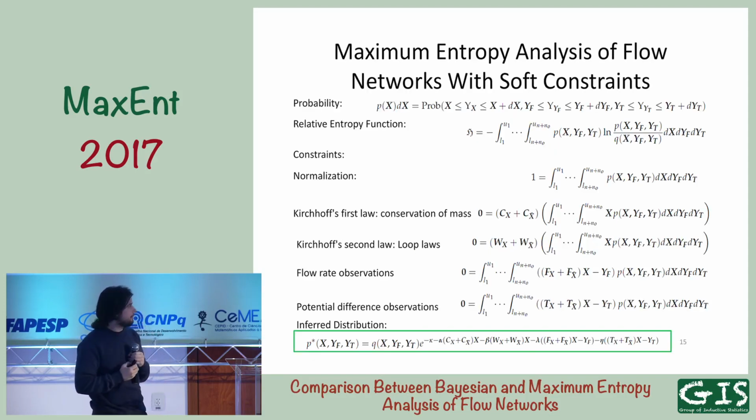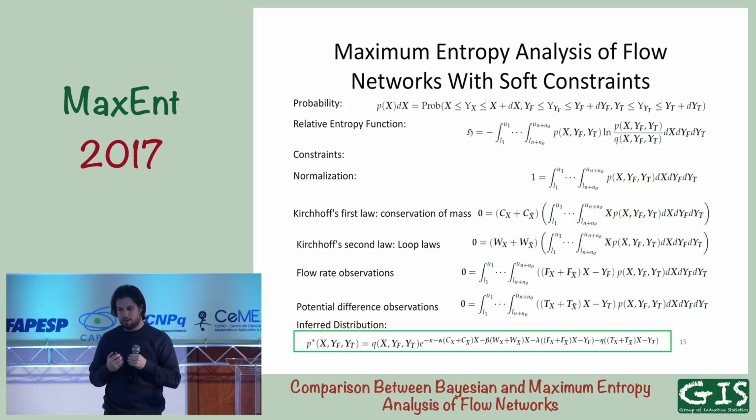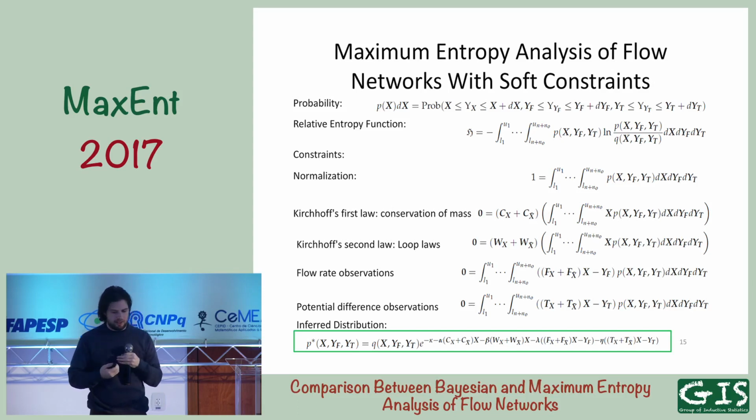All right, so now I'm going to go to the maximum entropy derivation. I have my variables of the network which I've chosen, which is a subset of the flows on the network. But to incorporate my soft constraints, or constraints which do not need to be held exactly, I have additional variables which I've defined for the PDF for observed flows and observed potential differences.